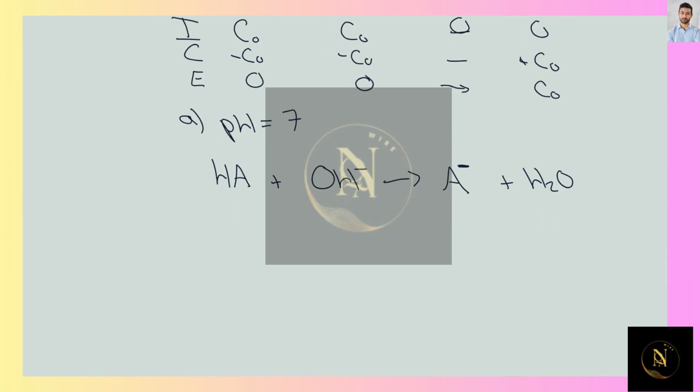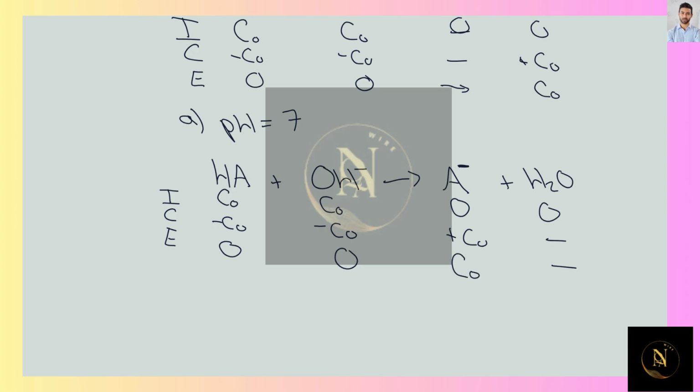So at the equivalence point, we can write down our ice table in terms of concentrations. We have a C0 value of HA. At the equivalence, we have added the same amount of OH minus, and we're going to generate a portion of A minus. So minus C0, plus C0, and water, it doesn't matter, right? Because it doesn't enter into our equilibrium equations. We have 0, 0, and A minus, we end up with C0.